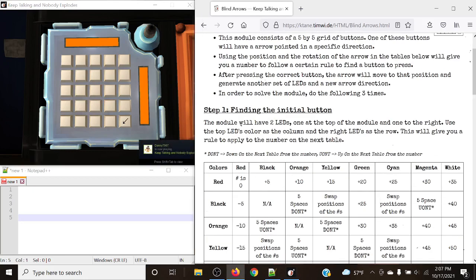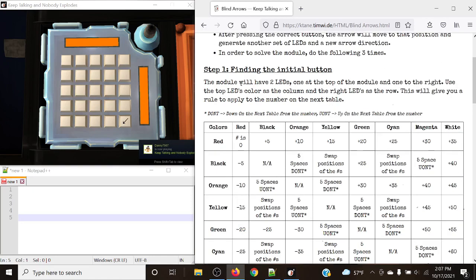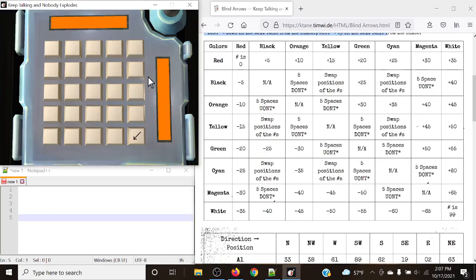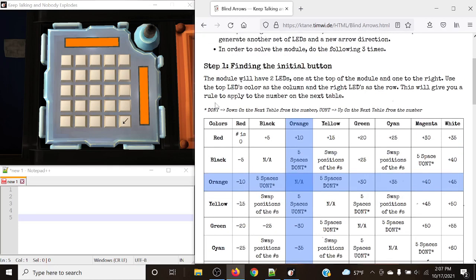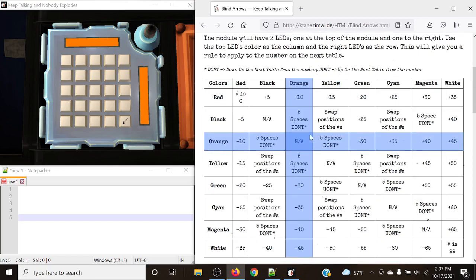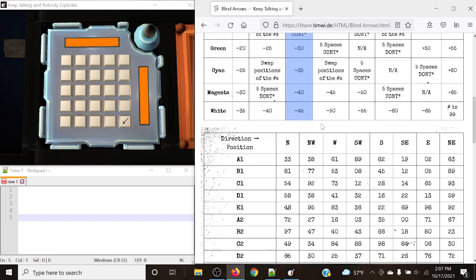So we're going to take a look at this first table here, and we're going to use the colors of the two LEDs, the one at the top and the one on the right. We use the top LED's color as the column and the right LED's as the row. In this case, we have two oranges, so orange and orange. This will give you a rule to apply to the number on the next table. However, in this case, that rule is not available, or there is just nothing to do. So we're going to go down to this next bit.